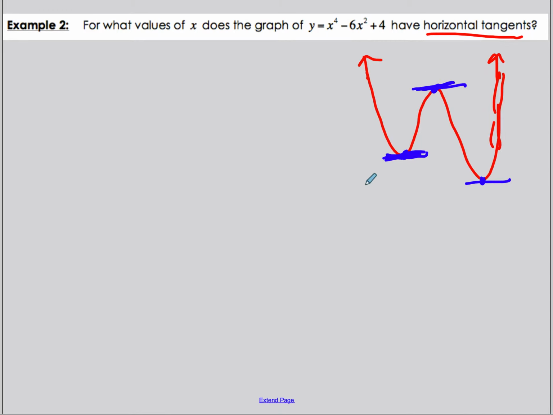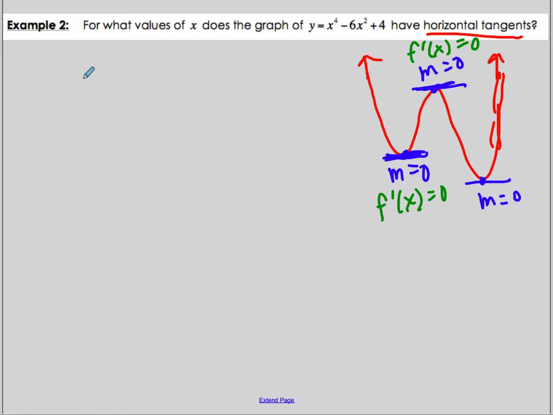Okay, so what do you guys know about the slope of a horizontal tangent line? Our slope would be equal to 0. And if I'm talking about the slope, I am really talking about the slope of a tangent line. Well, what's the same as the slope of a tangent line? Our derivative. So our derivative would have to equal 0 in order to find where this is happening. Okay, so the first thing I'm going to do is find my derivative.